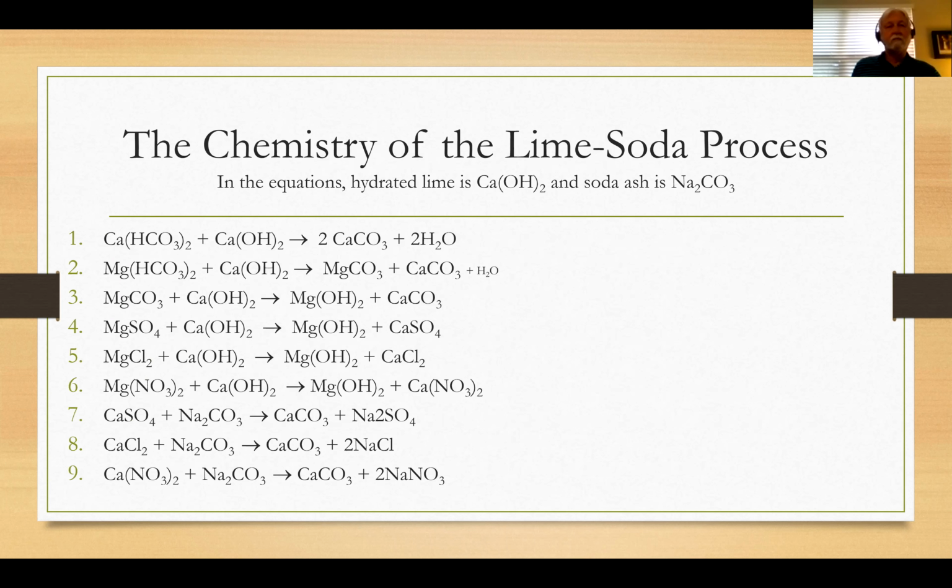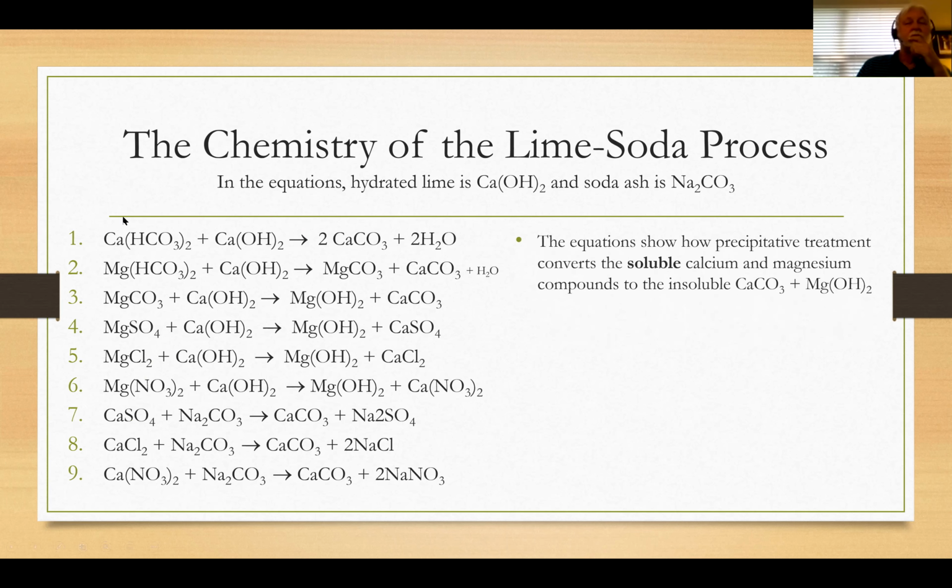This is the chemistry of the lime soda process. I mentioned that in these equations, we're adding either lime, which is calcium hydroxide, or soda ash, which is sodium carbonate. I think we mentioned back then that we could use caustic soda, but we're not covering that in any of these videos, though a lot of plants do use that too. So we have 9 traditional formulas that you see here, and what's common to all of them is that they either have a calcium compound or a magnesium compound contributing hardness to the water. And of course, we want to add lime or soda ash to remove those.